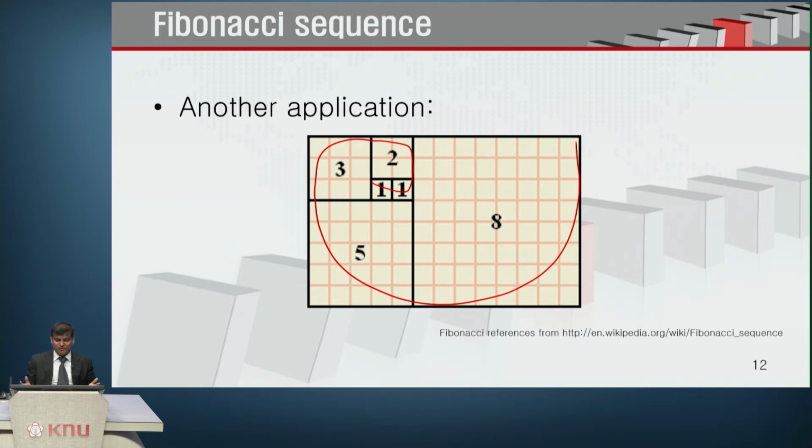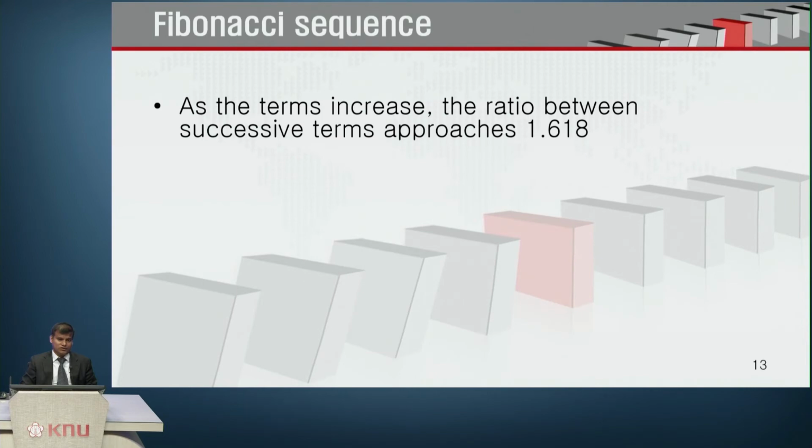universal structure? Well, talking about this universal structure, there is something else that you can think about. As you go on with this, for example, you have the sequence 3, 5, 8, 13, 21 and so on. If you take the ratio of these numbers, that can reveal something else. As you can see here, as the term increases, the ratio between successive terms approaches 1.618.